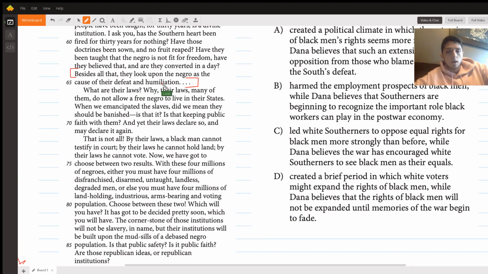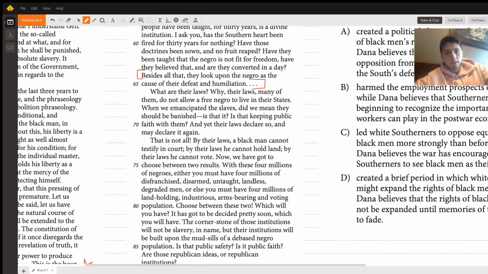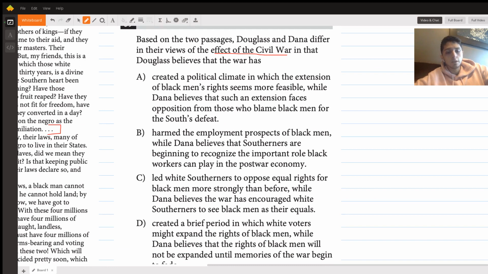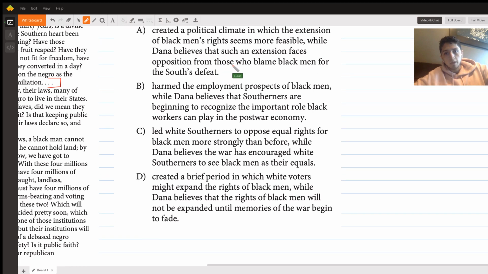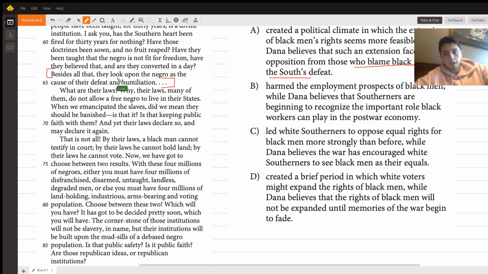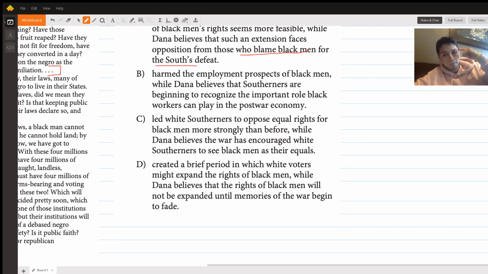So this is how the South feels about it. Another thing that drew me to that is that when I get stuck on finding a text, I go back to the answer choices and scan them. I'm not considering them in depth, but looking at what they're talking about to give me an idea of what text to look for. If you look at the second part of Dana, he talks about blaming Black men for the South, and that matches this: besides all that, they look upon the Negro as the cause of their defeat and humiliation. This starts to get the gears turning.